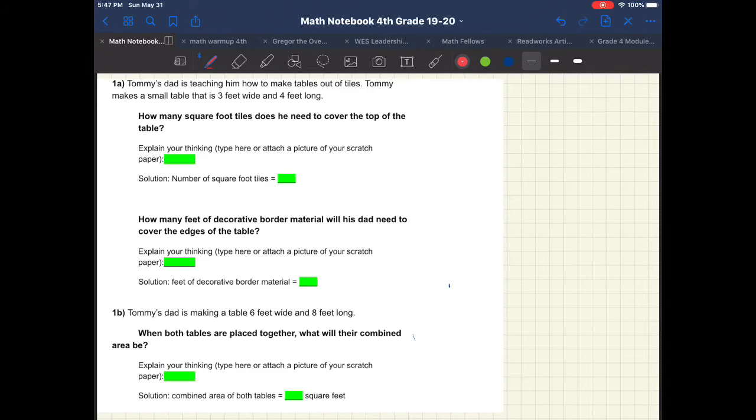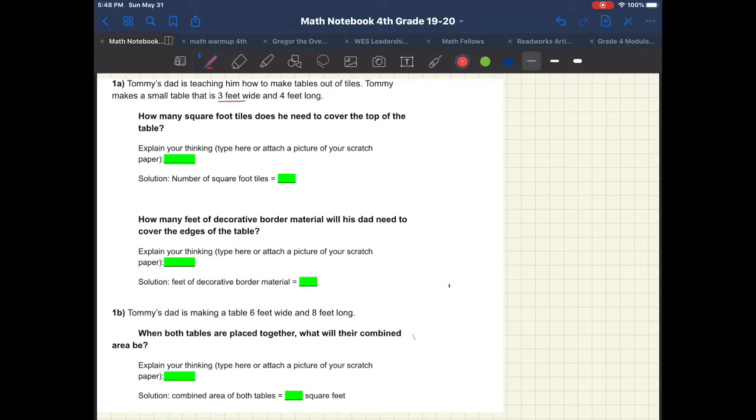Okay, so Tommy's dad is teaching him how to make a table, so I'm picturing Tommy making tables, and it says Tommy makes a small table. Okay, so I can picture him making the table. And the question is, how many square foot tiles does he need to cover the top of the table? So I can picture a square foot tile, and I want to know how many of those there are. And now I'll go back and look at the actual numbers.